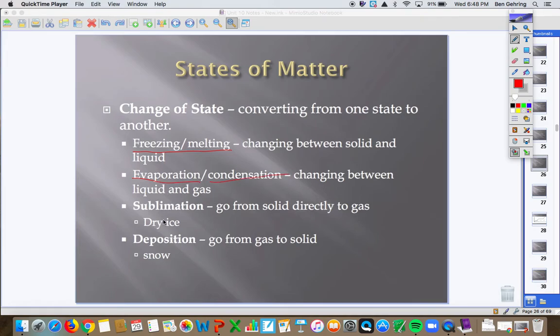And the last two, these two you may have heard, maybe not. Sublimation is going directly from a solid to a gas. For example, carbon dioxide, dry ice. When you put water on it, it creates a fog. That's your solid going directly to a gas. And then deposition is the opposite of that. Deposition goes from a gas to a solid, in the case of snow. Water vapor becomes solid water in the form of snow.